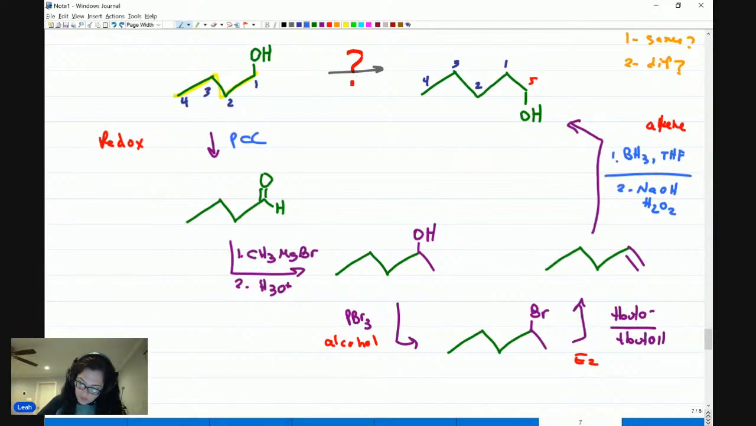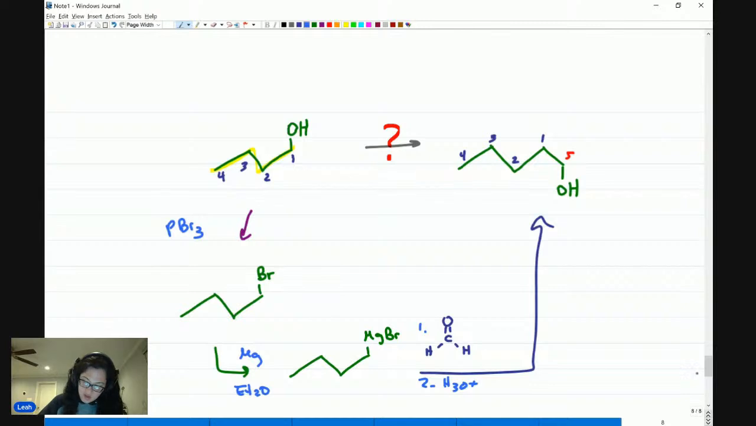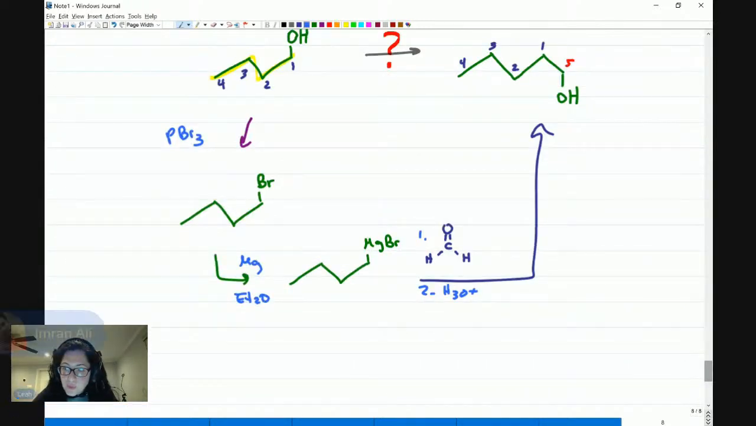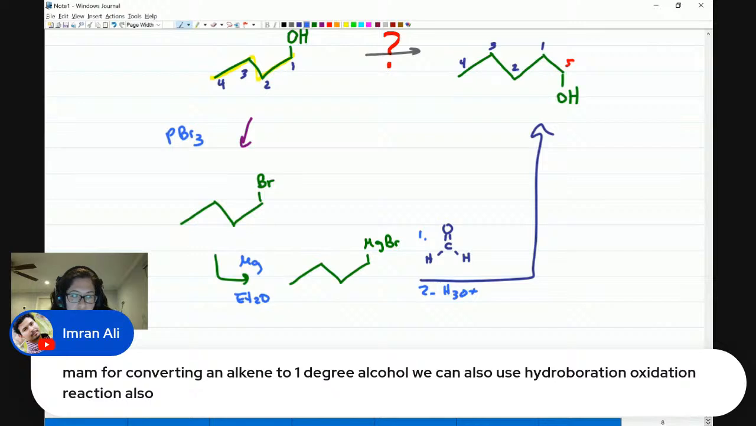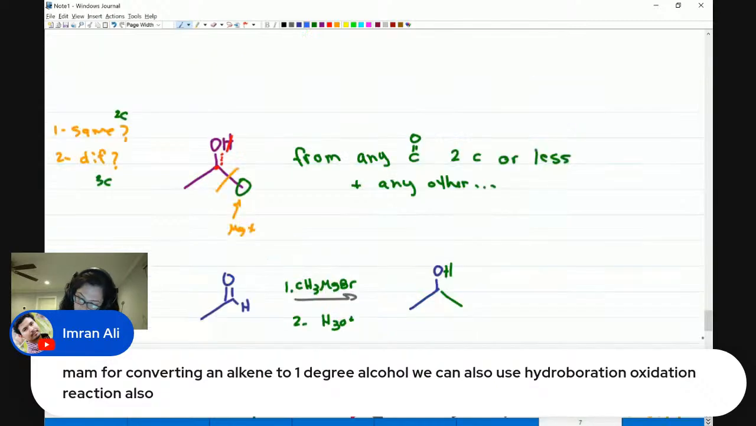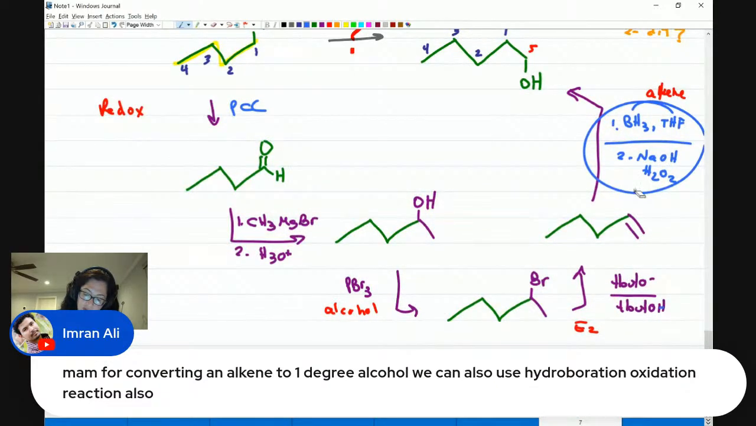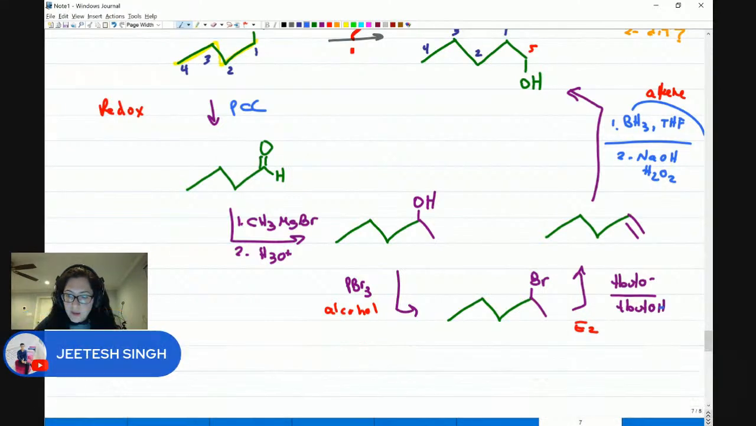So look at this one for another moment. Look at this one, make sure you're comfortable with both. For converting an alkene to a primary alcohol, we can use hydroboration oxidation. Yes, and so that is, oh, whoops, did I jump too much? No, right here. So hydroboration is the anti-Markovnikov alcohol addition, which is what we used here.